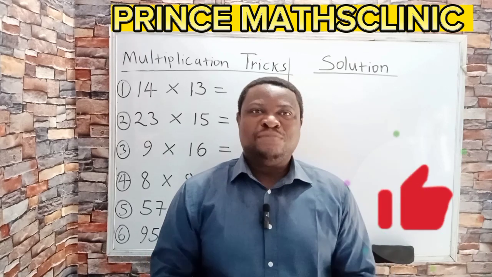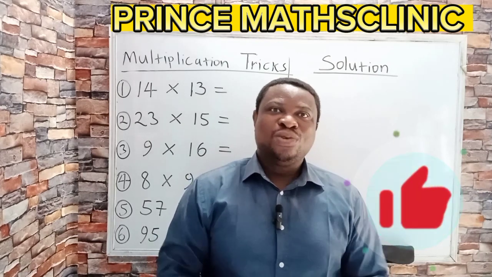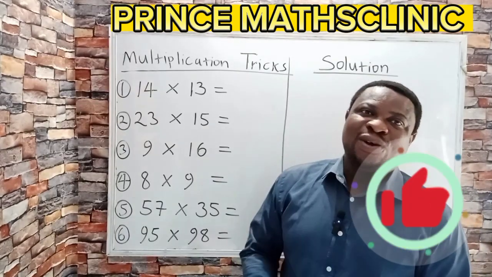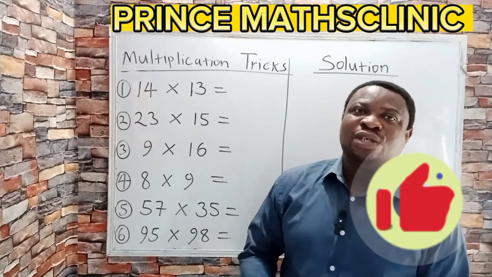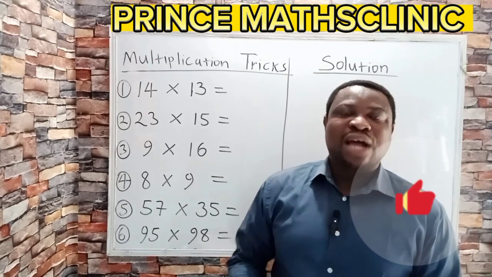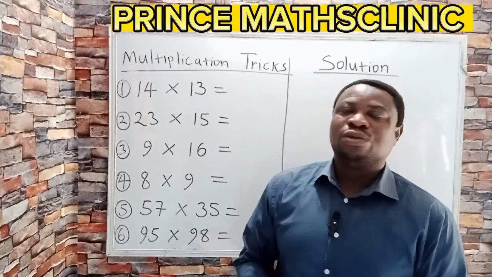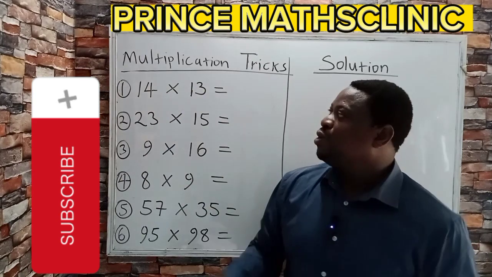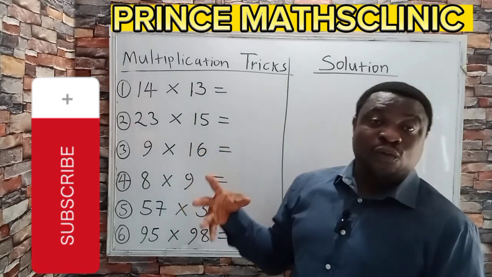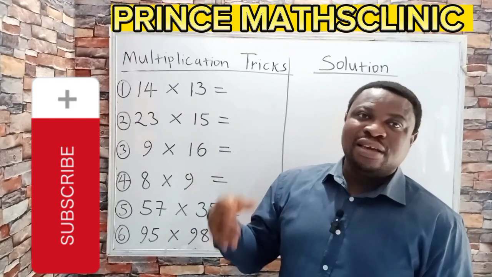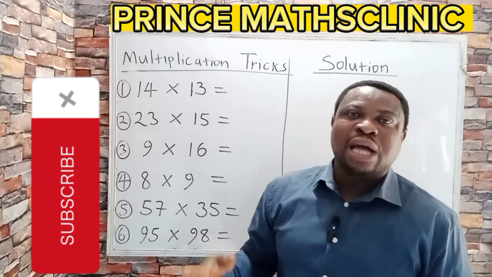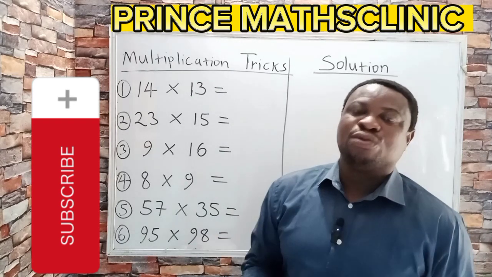It's my honor and privilege to take you through these multiplication techniques, or you may call them tricks on multiplication. And they are very easy as long as you follow the rule. Let's look at the first question. We have 14 times 13. We have to find out how to multiply 14 times 13, this time not using the conventional method that you are used to.